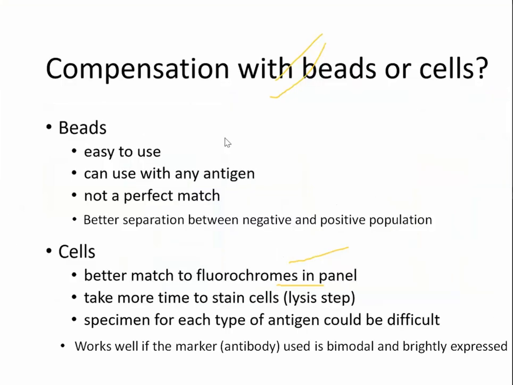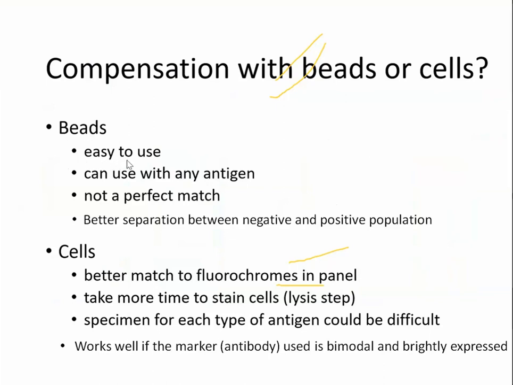So what do you want to use? I said to you that there are two options available to you. You can either use beads or cells to do compensation. Beads, I told you about comp beads. Those are called compensation beads. Or sometimes you can also use cells. What are the advantages and disadvantages of both?